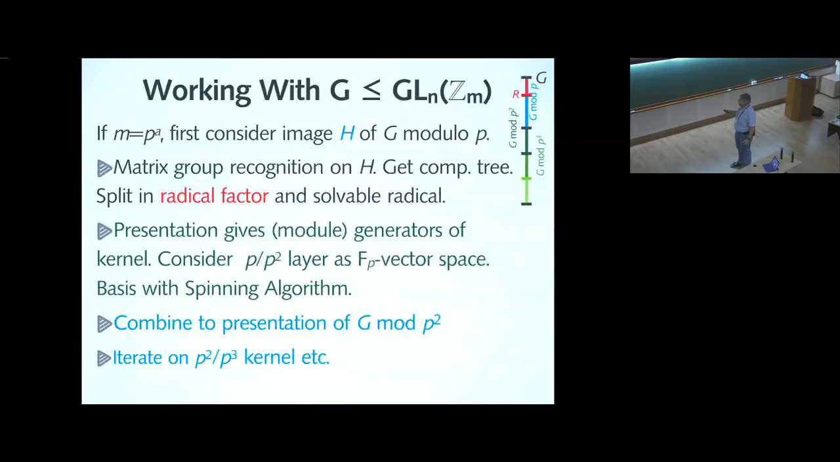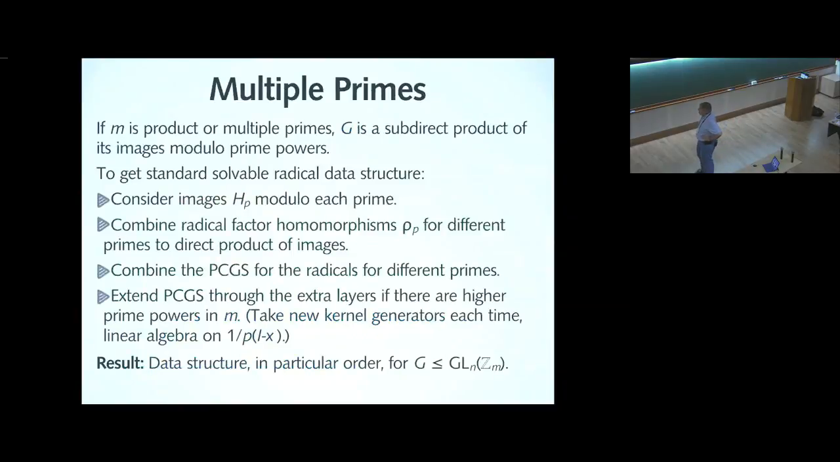And if I have this step, I can combine presentations to always get presentations for larger and larger quotients, and therefore get the next kernels. If I have multiple primes, I can look at the projections modulo the different prime powers, and the group is a subdirect product of these images. To get the data structure with a solvable radical, I look at the image modulo each prime. I look at the radical factors. I combine them for the different primes to a homomorphism into the direct product of images.